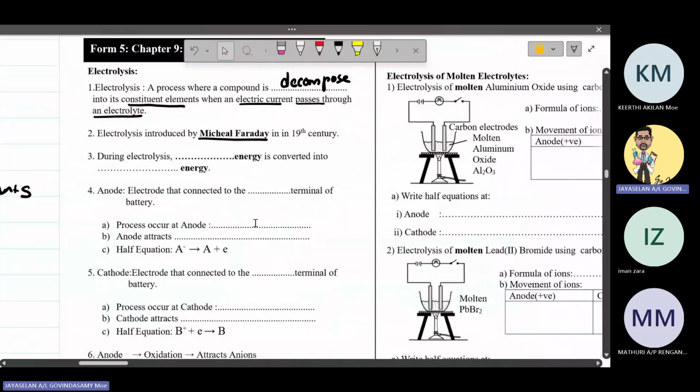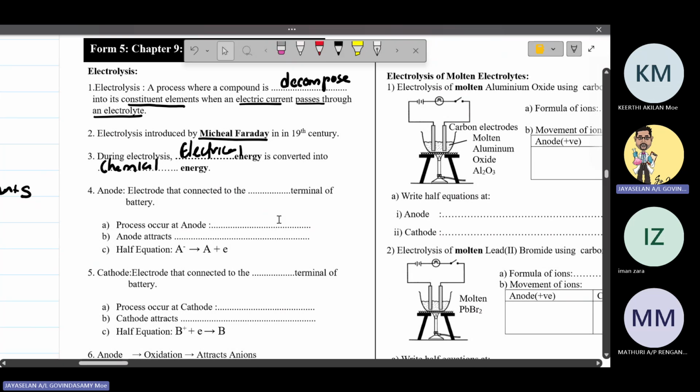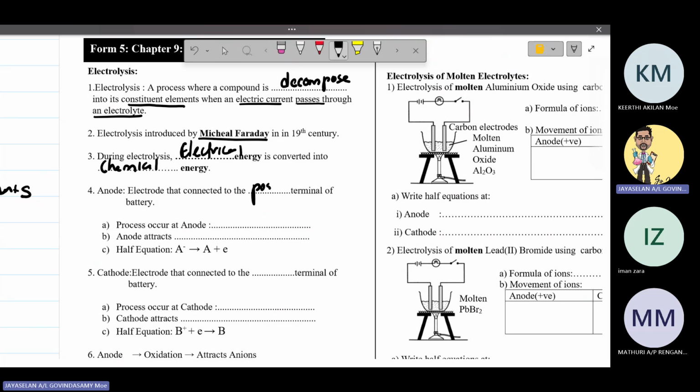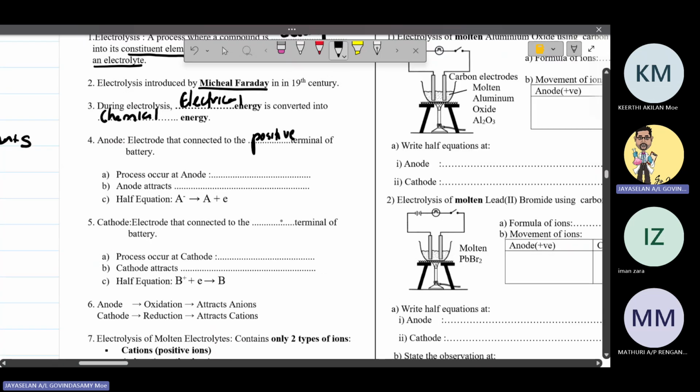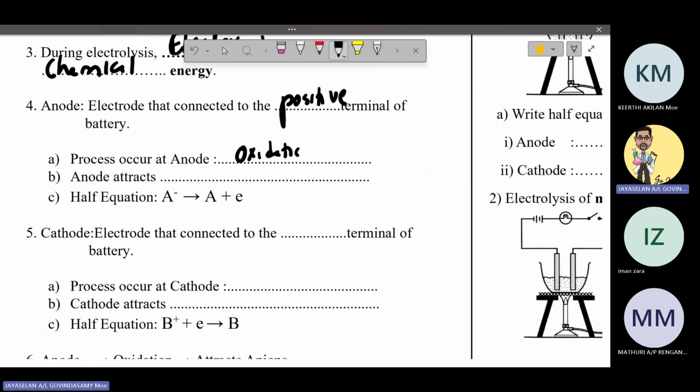Okay, during electrolysis process, bila dia letak electrolysis process, you must put what? Electrical energy converted into chemical energy because we use battery. Okay, and not the electrode that connected to the positive or negative. So for this positive terminal, okay, what process occur at anode? Anode, the process occur at anode is called what? Oxidation. Anode saja attract what ion? You ambil An ion, negative ion. Faham? Half equation format dia macam ni. Electron kena belakang. That is called oxidation.